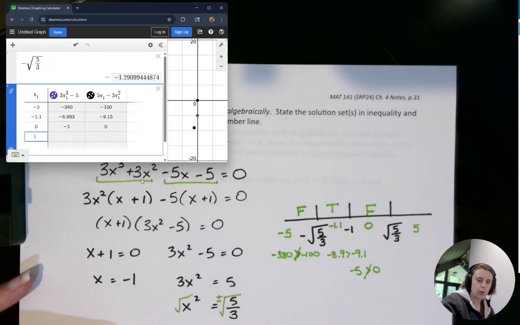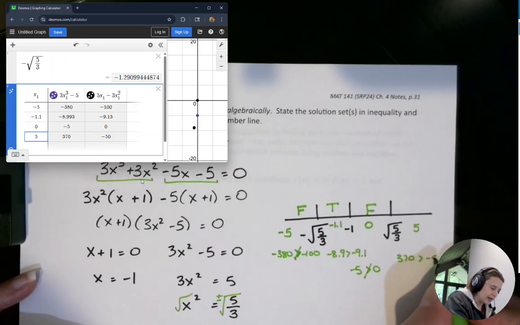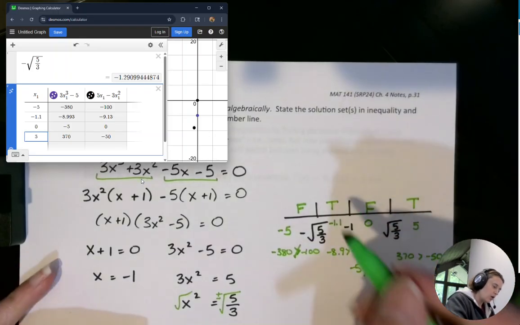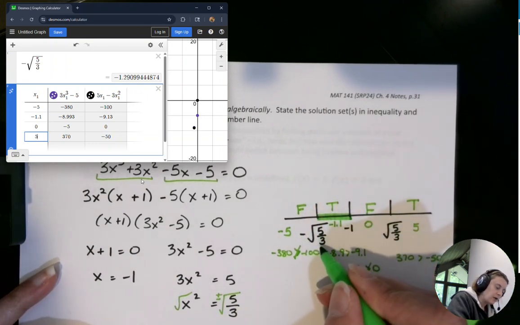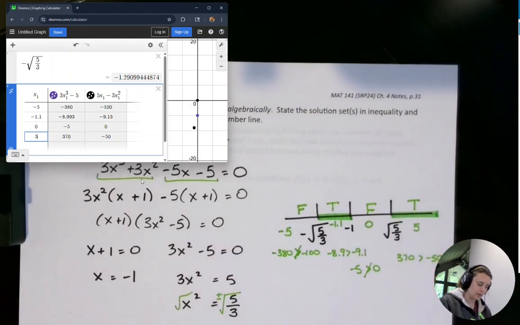And then the last one, if we plug in 5, that gives me 370 is greater than -50. So that is true. We're true in between negative square root of 5/3 and -1, and we're true for values larger than the square root of 5/3.